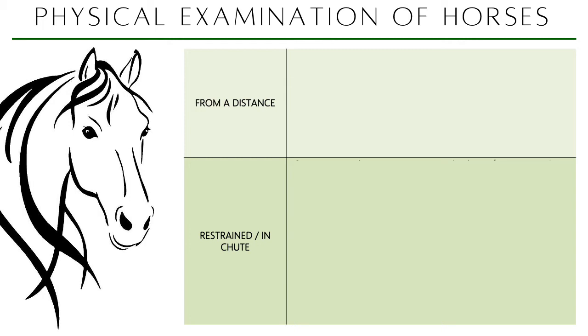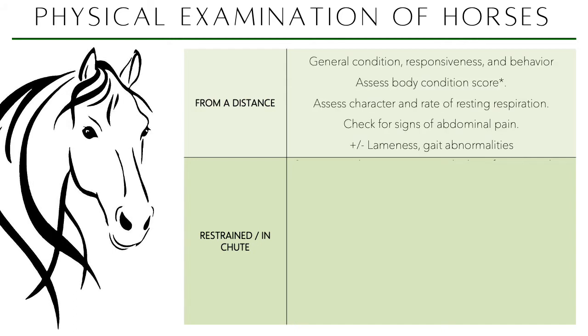So, as much as possible, gather as much information as you can while observing an animal from a distance. What is this information that you can get? Number one, general condition, responsiveness, and behavior.